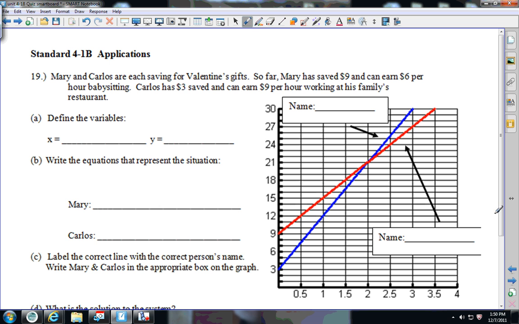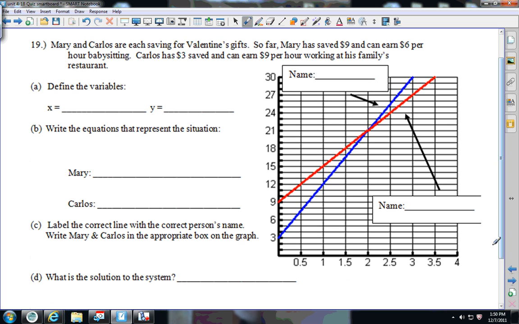Here's the next one. Okay. It says Mary and Carlos are each saving for Valentine's gifts. So far, Mary has saved $9 and can earn $6 per hour for babysitting, and Carlos has saved $3 and can earn $9 per hour for working for his family's restaurant. Well, what is x and what is y? Well, what is going on down here? What are these numbers? 0.5 and 1 and 1.5? The $6 per hour. So the x is the number of hours. Y is the end result. What is this amount? What are they trying to do? It'll be amount saved.